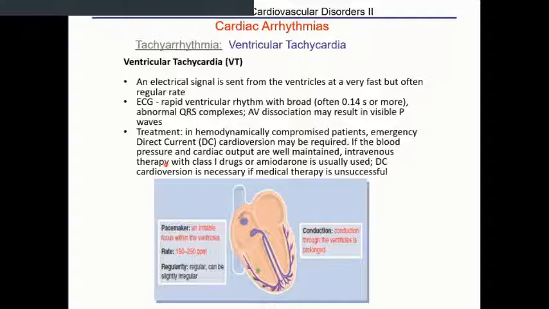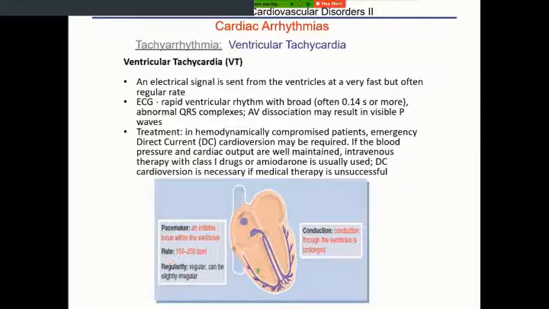So medyo mas mahaba yung QRS complex, and if atrioventricular dissociation, may result in visible P waves. So the treatment here, especially in a hemodynamically compromised patient, is emergency direct current cardioversion. And if the blood pressure and cardiac output are well maintained, IV therapy with class 1 drugs or amiodarone is usually used. So direct current cardioversion is necessary if medical therapy is unsuccessful.